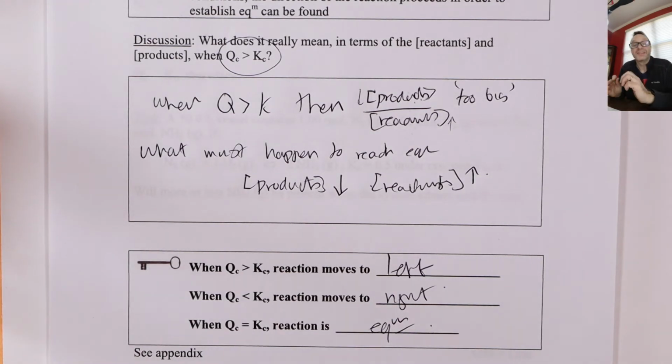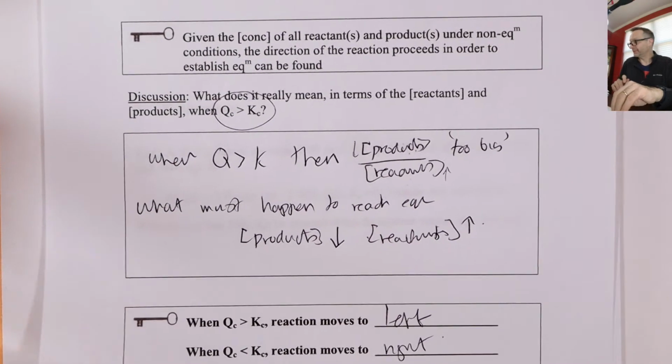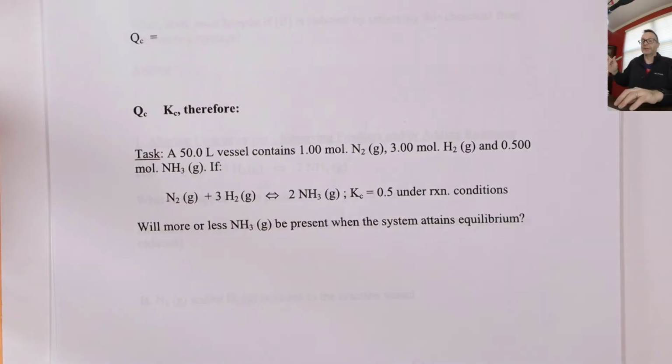Now, make sure you've got in your head, if Q is bigger than K, that ratio is too big, so I've got to get rid of products. I get that by turning them into reactants, so it moves to the left. It's a tricky concept, but once you've got it, it's easy. All right, so let's look at this.